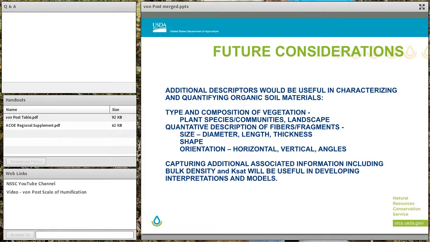The characterization of these is still under development, so some of the things we might look at might be parallel to some of the mineral soil things, like the description of the plant type. That's an important thing. I like the plant species. Is it moss? Is it forest? Is it sedge? Those types of things.